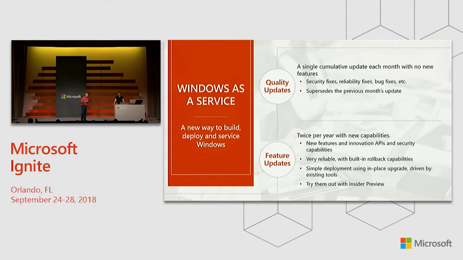Feature updates come out twice a year. We target March and September. This is where we add new capabilities, new features, new innovation, new APIs, new security capabilities. They come out twice a year, and they get installed sort of in the same fashion. Again, they're cumulative as well, which means they will include all the new features and functionality from previous releases, as well as any quality fixes or security fixes. So if you skip one, which you're able to do, when you take the next one, you'll get everything that's been shipped, and you'll be brought up to current, in both cases.